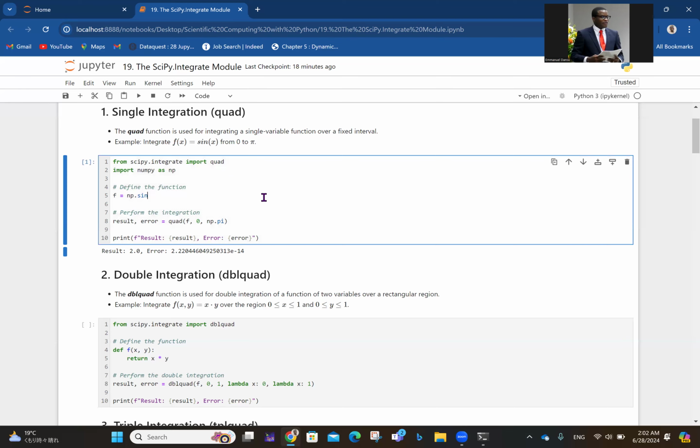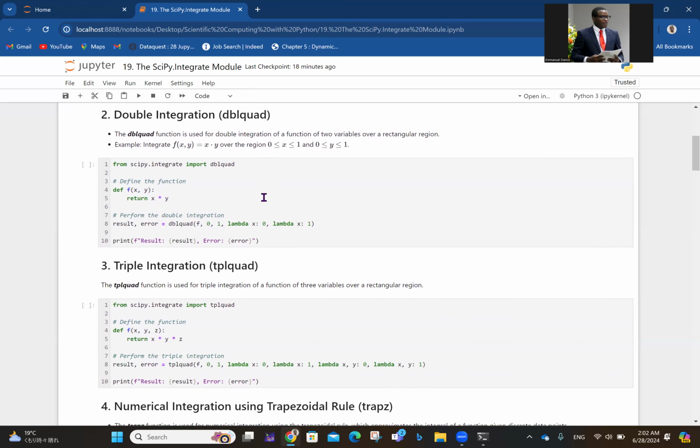So that's single integration. When you talk about double integration, here you use the function dblquad. That means you are integrating over the x and y axis. So this is like a three-dimensional thing, so to speak. Here you are using the dblquad function, which is used for double integration of a function of two variables over a rectangular region.